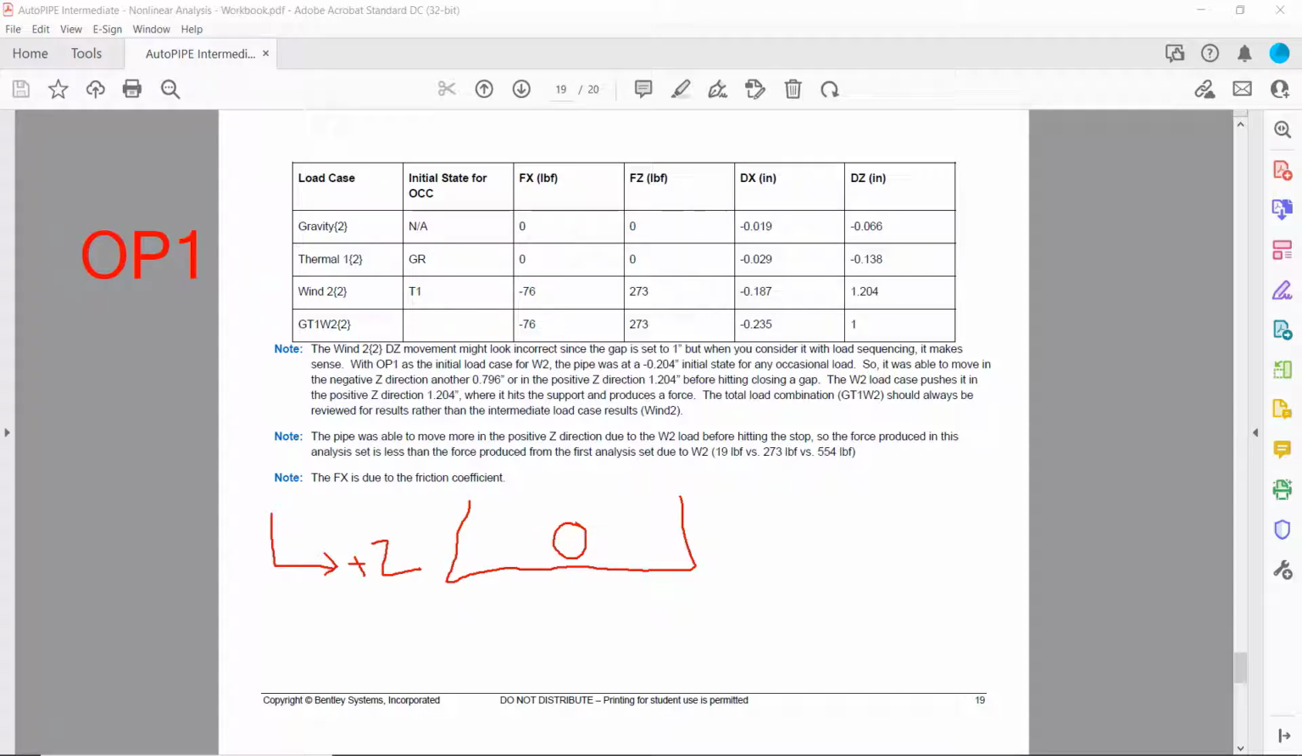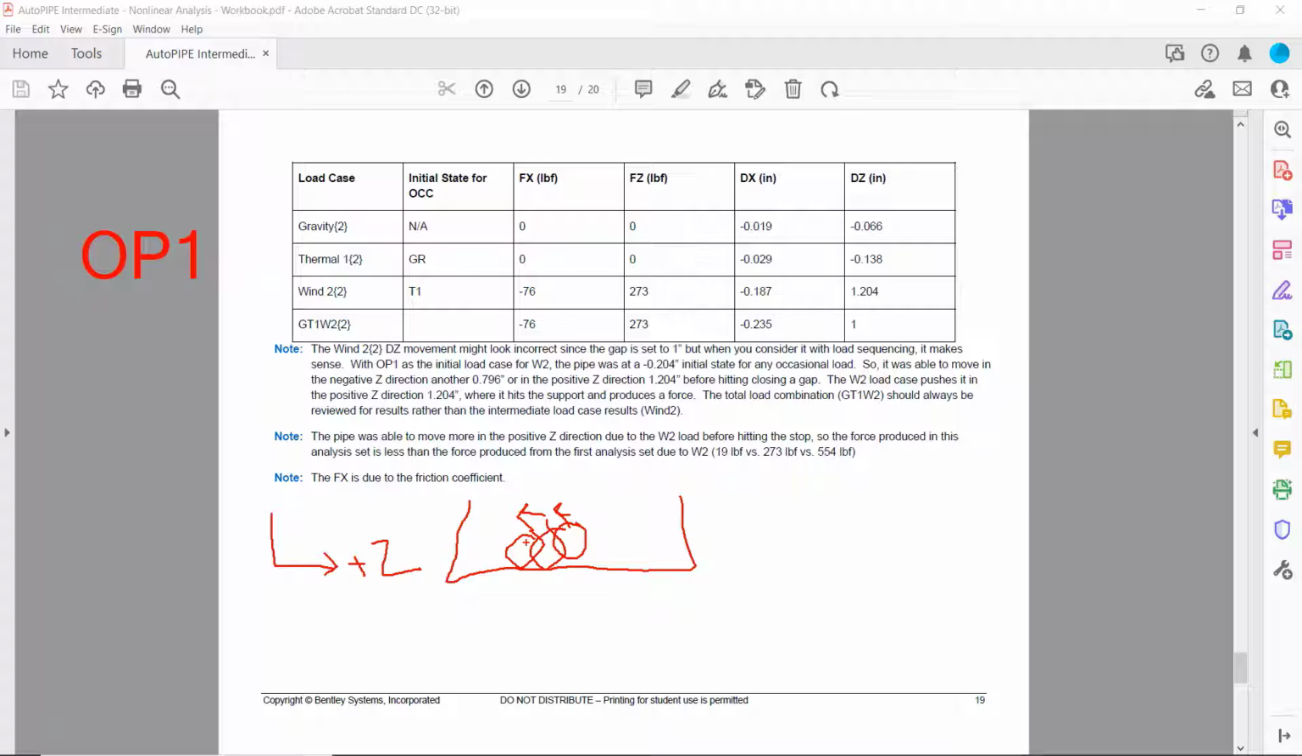So if we start with our pipe in the very middle of our support, the gravity load is applied and the pipe in the Z direction moves in the negative 0.066 inches. So just a very tiny bit this way. This is now the initial state for our thermal load case. Our thermal load can either make the pipe move 0.934 inches in the negative Z direction before hitting the stop, or positive 1.066 inches in the Z direction before hitting the stop. The thermal load makes the pipe move more in the negative direction, negative 0.138 inches. So again, a little bit more, but still not hitting the stop.